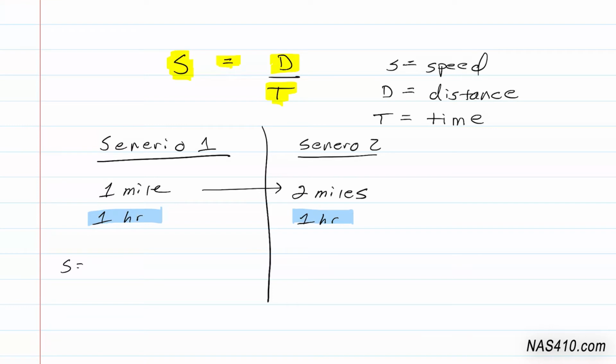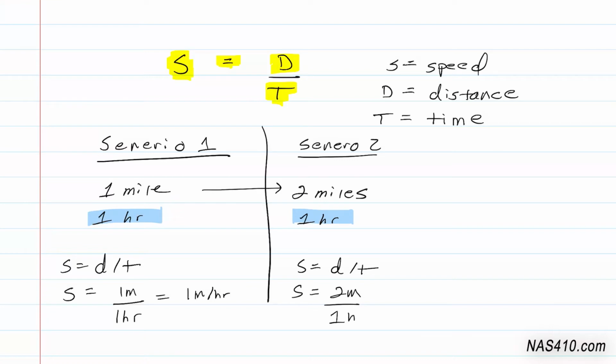Scenario 1, I'm going to say speed equals distance over time. And so speed equals 1 mile per 1 hour. And so my speed is essentially 1 mile per hour. Now let's take a look at scenario 2. Same thing. Speed equals distance over time. But this time, I traveled 2 miles, and it took me 1 hour. And so my speed in this scenario was 2 miles per hour.